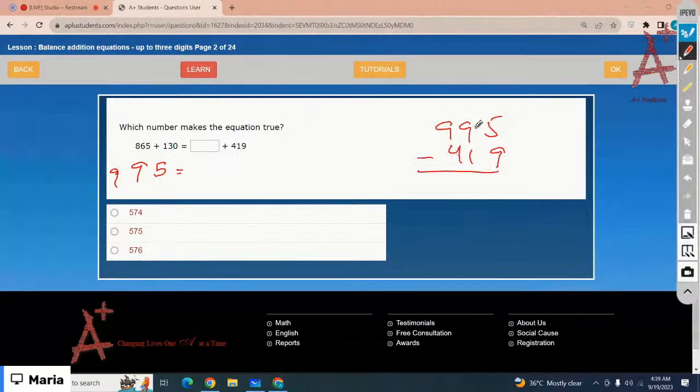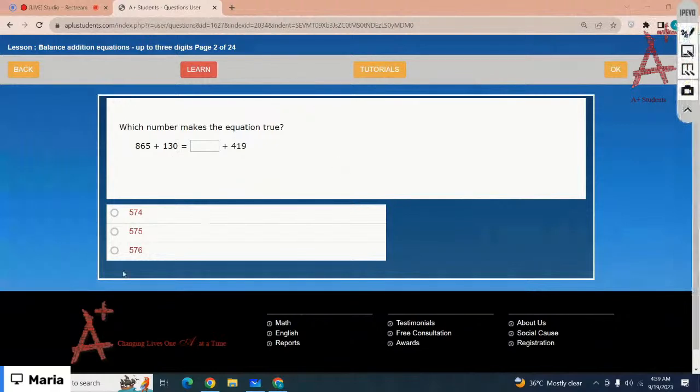You cannot subtract 9 out of 5, so you have to borrow 1, that makes 15. 15 take away 9 is 6. 8 take away 1 is 7, and 9 take away 4 is 5. That means the correct option is 576, right? The correct option is 576.